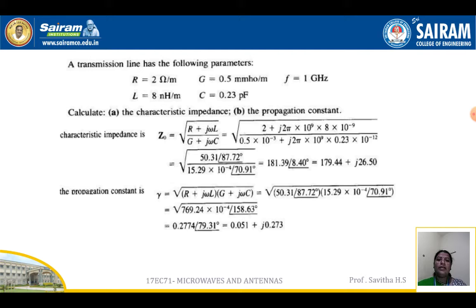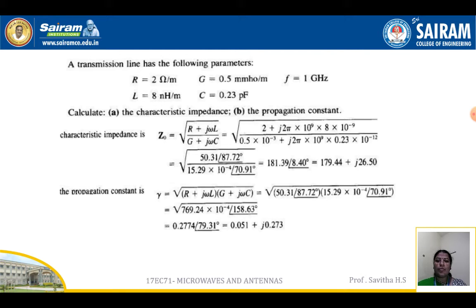According to the formula, I am converting here: 2 plus j 2 pi into 10 to the power of 9 into 8 into 10 to the power of minus 9, divided by 0.5 into 10 to the power of minus 3 plus j 2 pi into 10 to the power of 9 into 0.23 into 10 to the power of minus 12. So if we simplify these values, we'll get it as 179.44 plus j 26.50.